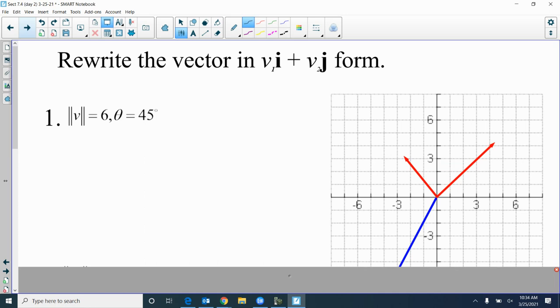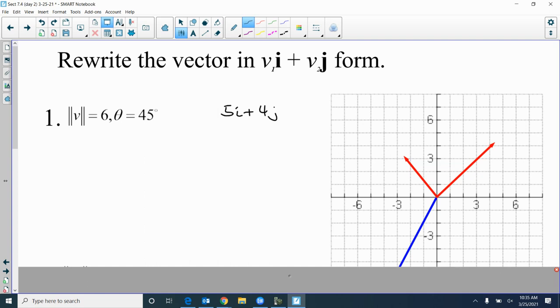I'm going to tell you this vector has a magnitude of 6 and an angle of 45. So that would be the one in quadrant 1. Go ahead and just draw it as best as you can. Okay, we want to write it in IJ form. It would be something like 5I plus 4J or whatever. That's what we need to come up with.